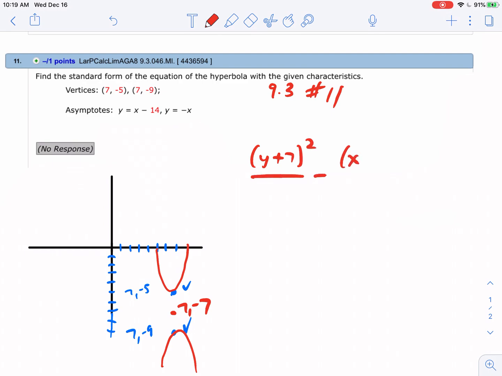minus x minus the 7, right? That's the center. So (x minus 7), quantity squared. And don't forget to make it equal to 1.